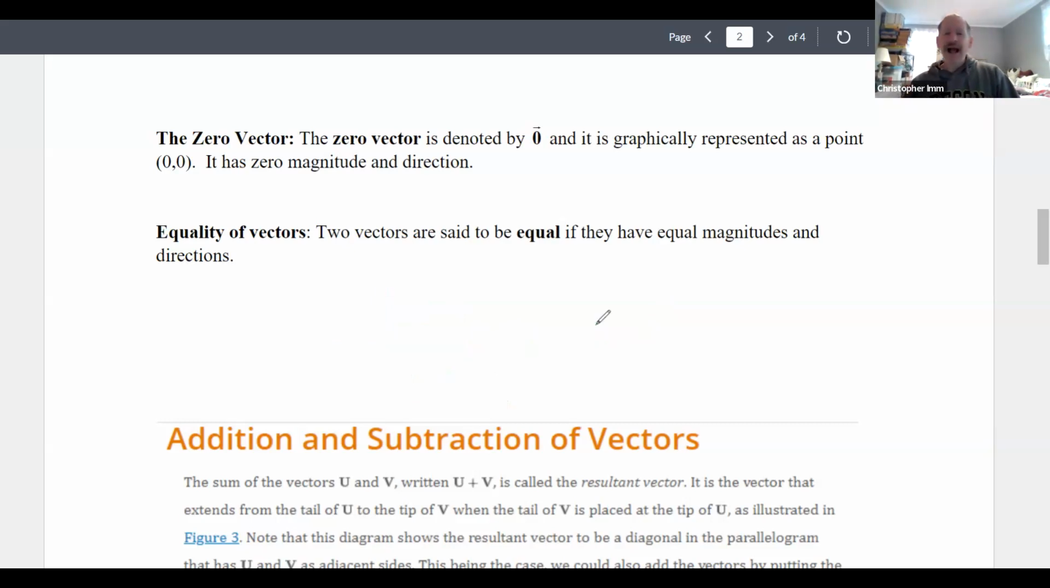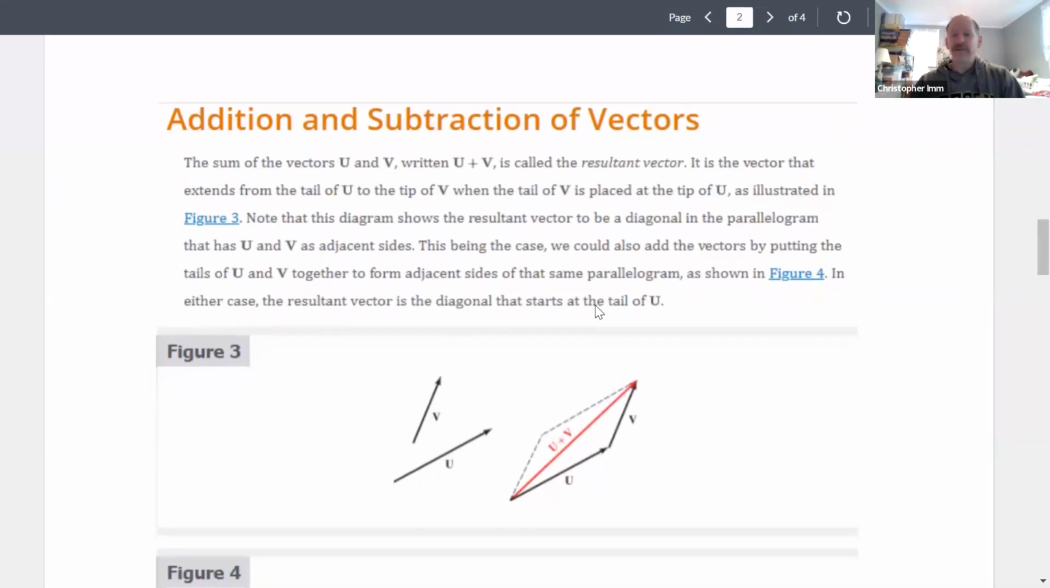We want to talk about adding and subtracting these vectors together. We're going to be looking at this in a couple different ways, but for now, we're going to be looking at this graphically. So when we add vectors together, we can do it in two different ways. We can do what we call the tail to tip method, or we could do the parallelogram method. Below, we're sort of representing the tail to tip method.